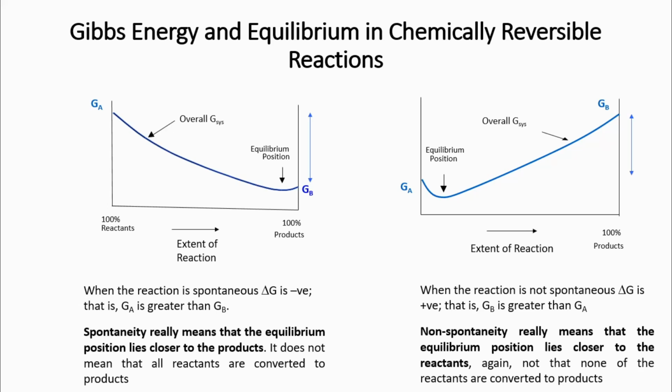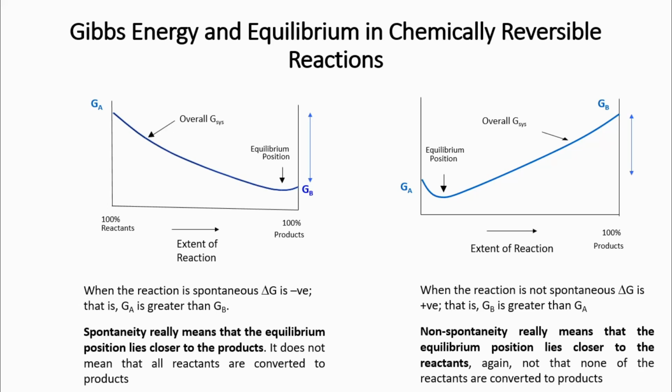This tells us something. It means that the equilibrium position lies closer to the product side for a spontaneous reaction. Of course, it does not mean that all reactants or all of the reacting species have been converted to products, because in an equilibrium situation, you'll always have a mixture of reactants and products, but the equilibrium position lies closer towards the product side. That is, you'll always have more products than reactants in a spontaneous reaction.